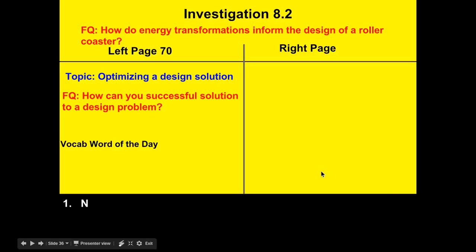Hello, Cardinals. We're going to be talking about investigation 8.2 today. We're on page 70, and we're going to be doing a 3-day lab in which we are going to be optimizing a design solution. We're going to be taking what you learned about roller coasters and applying that to a challenge, and you'll be working as a group to be successful in this endeavor.